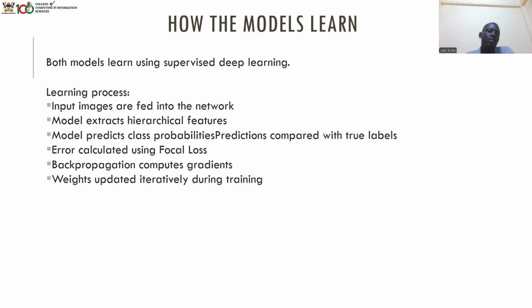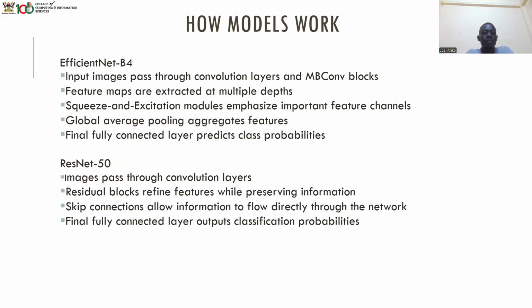Then we calculate the focal loss. The focal loss helps us in managing the imbalance in our classes, since in our data set we had class imbalance. Then we have the backpropagation, which computes the gradients. Then weights are updated iteratively during the training. This is where we use the optimizer.